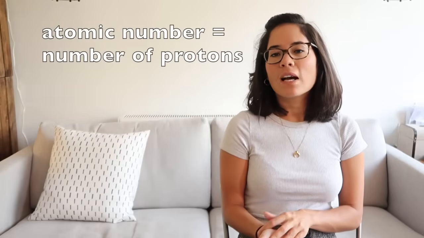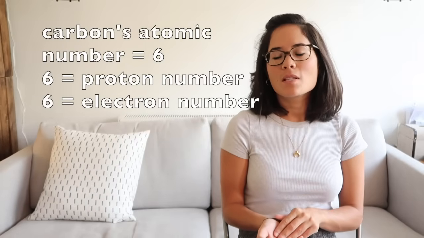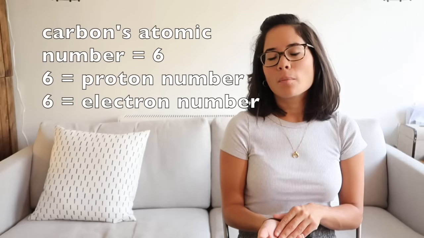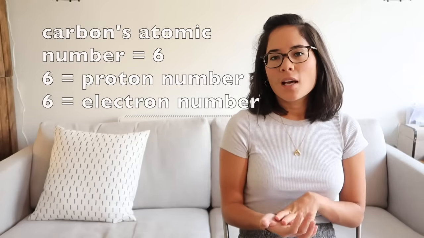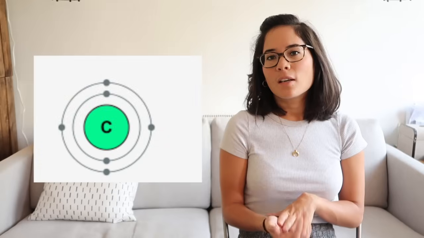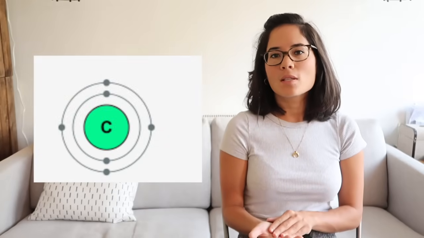So the atomic number is actually the number of protons found in an atom. For carbon that would be 6, and I told you already that atoms are neutral, which means their proton number equals their electron number, which means the electron number of carbon will also be 6. And if we draw the electronic configuration diagram, we know that 2 electrons go into the first shell and the remaining 4 go into the second shell.